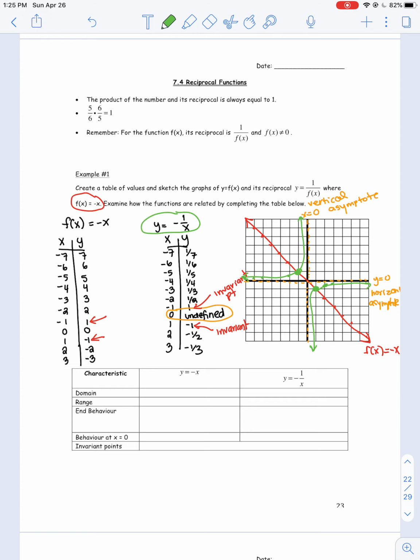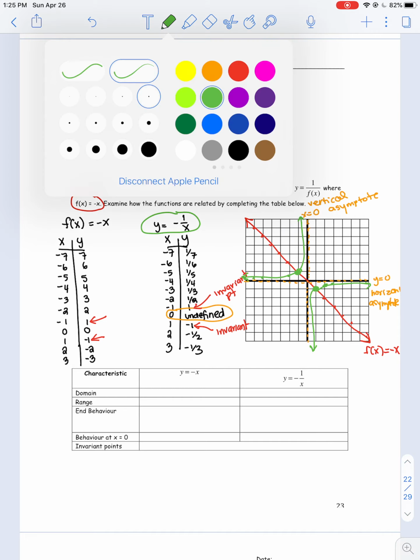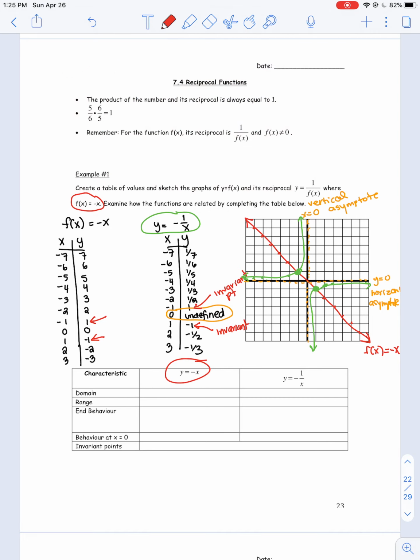So let's do the domain, range, and all the characteristics from both graphs. So let's start with the red graph. So the red graph, the domain is x such that x is an element of real numbers. Goes on forever, left and right. Our range for a linear equation is also y such that y is an element of the real numbers.